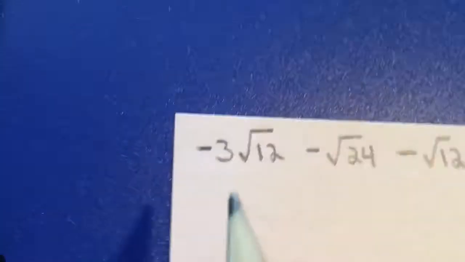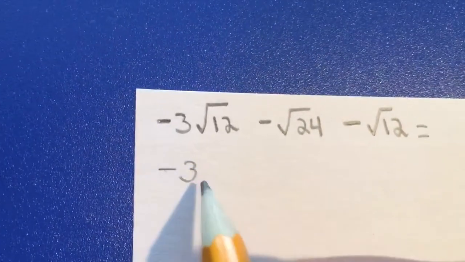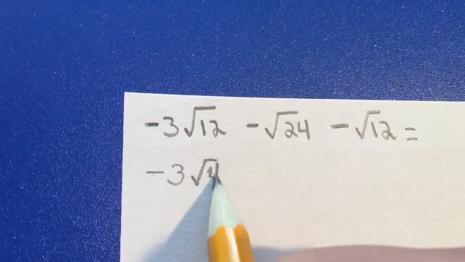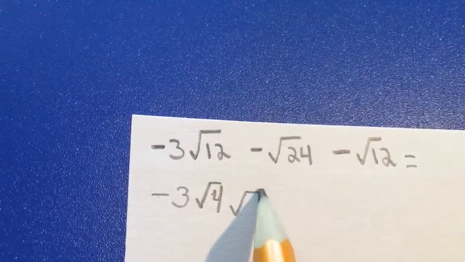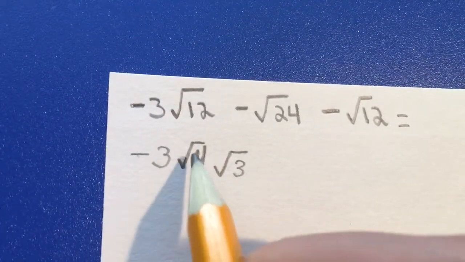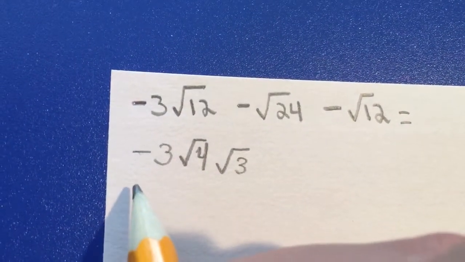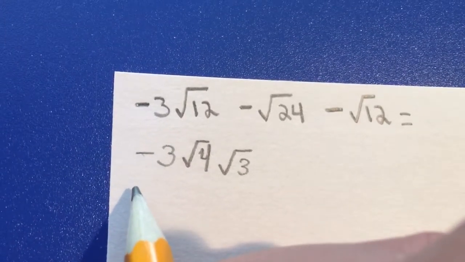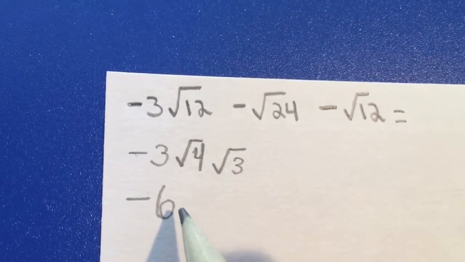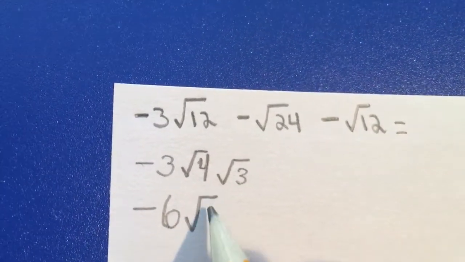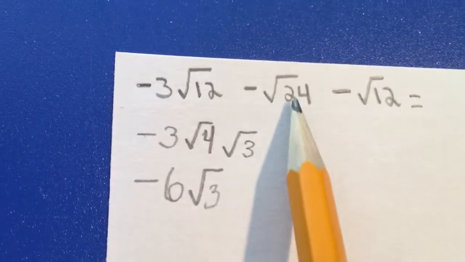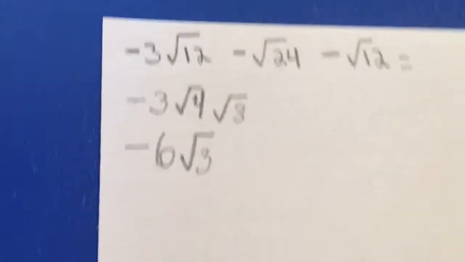So negative 3, and then rad 12, we pull out the perfect square of 4, which when you multiply 4 and 3, you get rad 12. And then the square root of 4 is 2, so negative 3 times 2 is negative 6. And then we just are left with rad 3. So that's that first part there. And now let's move on to simplifying this negative rad 24.